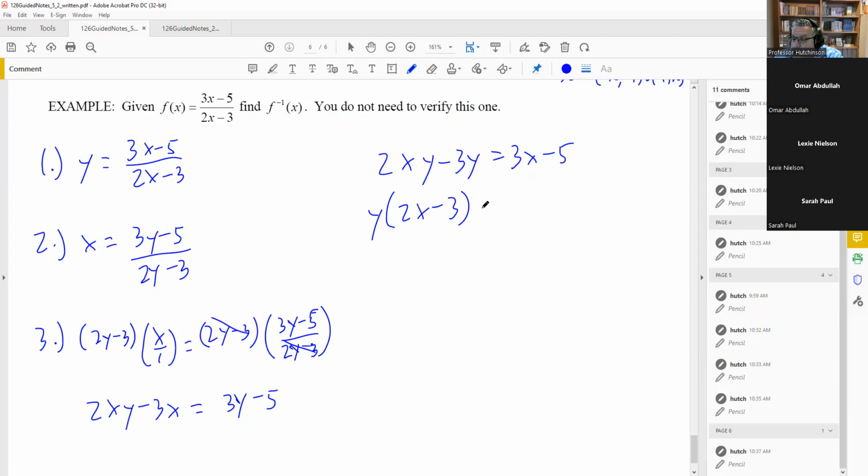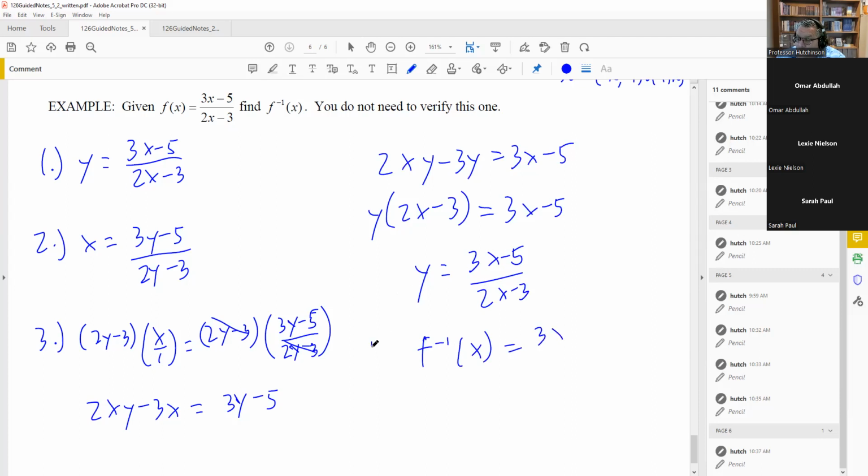Pen is glitching out here. 3x minus 5. Okay, so if we factor out the y there, we get this. And if you divide both sides, something interesting happens as a result: we actually get the same thing that we started with. We get the original function, which means that the original function is actually its own inverse.